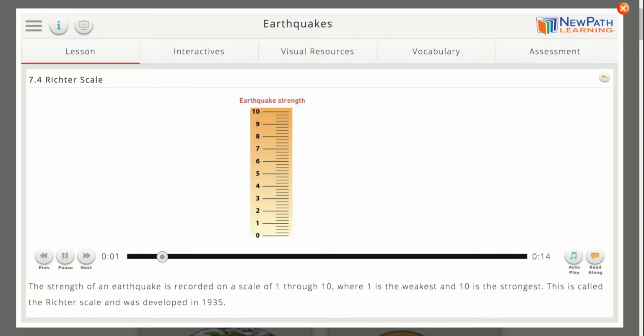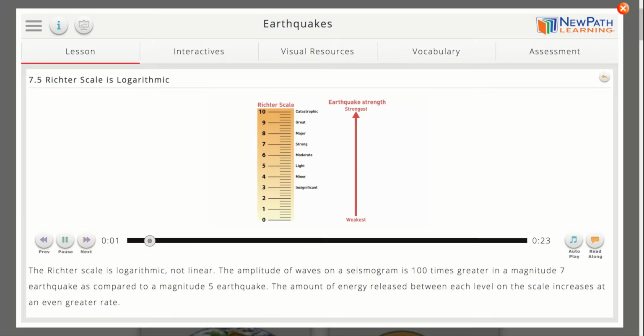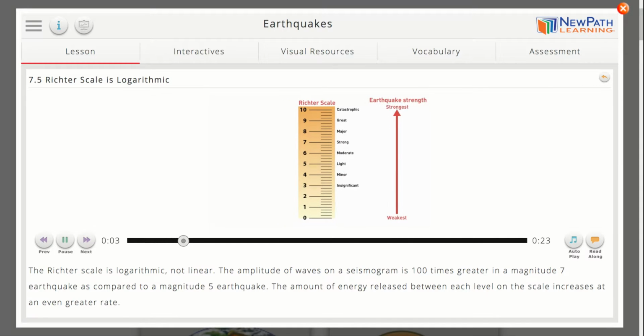The strength of an earthquake is recorded on a scale of 1 through 10, where 1 is the weakest and 10 is the strongest. This is called the Richter scale and was developed in 1935. The Richter scale is logarithmic, not linear.